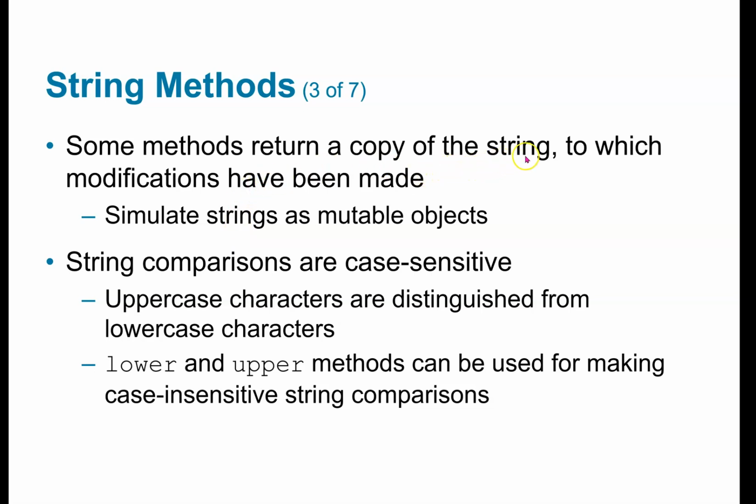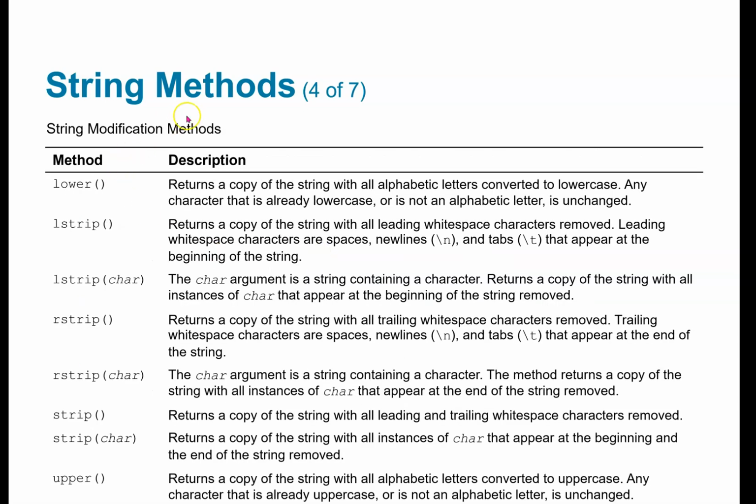Some methods return a copy of the string to which modifications have been made. These simulate strings as mutable objects. String comparisons are case sensitive. Uppercase characters are distinguished from lowercase characters. So if you say abc is less than ABC in all caps, they aren't the same thing. Lower and upper can make case-insensitive comparisons. So here's some more methods.